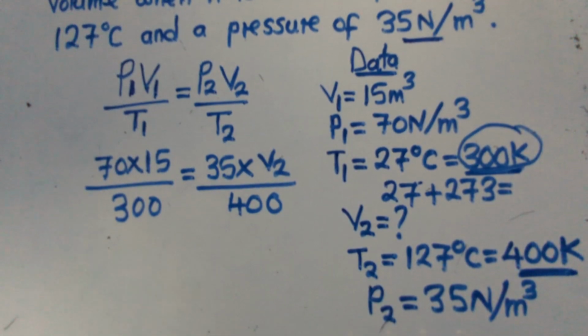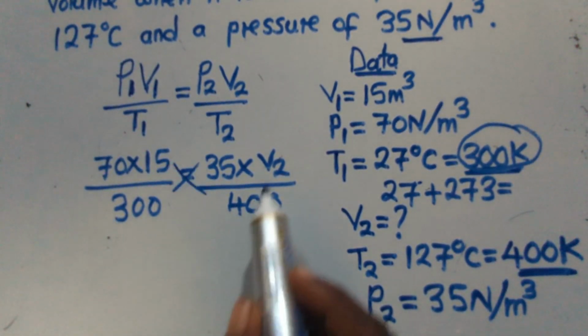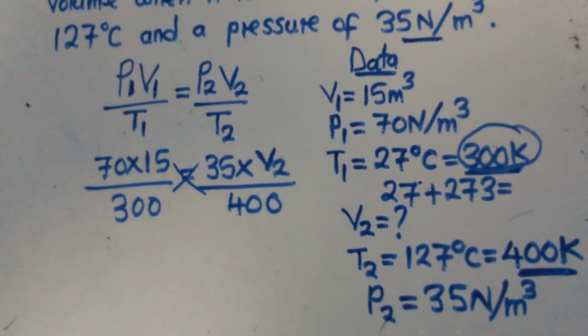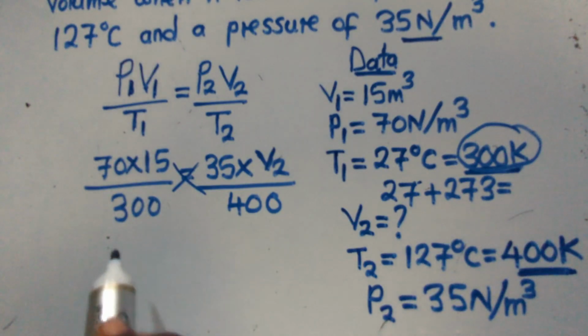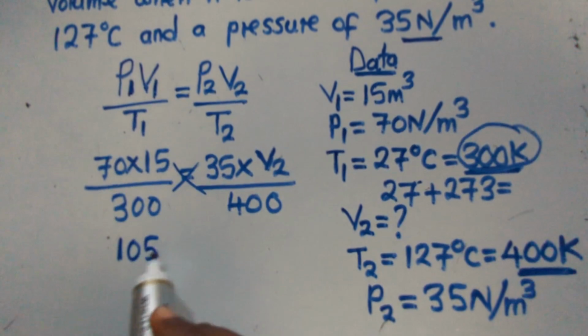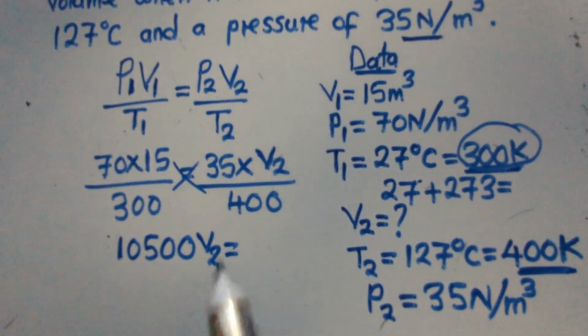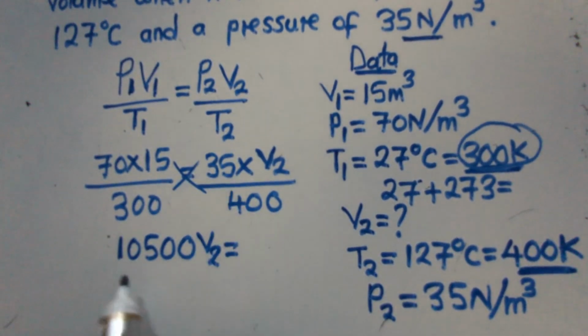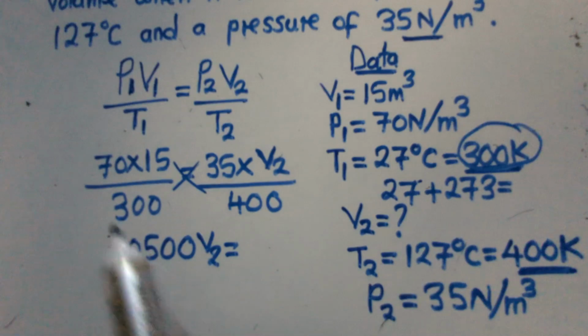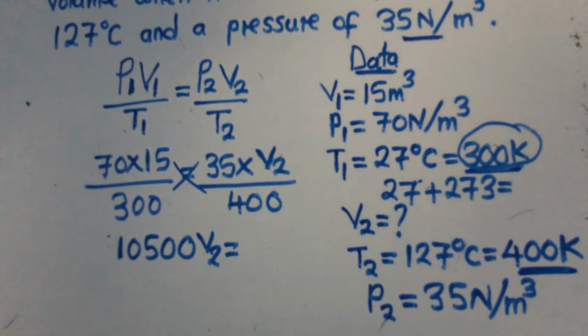Which means I cross multiply, since I want to find volume 2. When I cross multiply, what answer am I getting? 300 times 35. So V2 is equal to, 300 times 35, I'm getting 10,500 V2. And when I multiply 70 times 15, I'm getting 1,050.